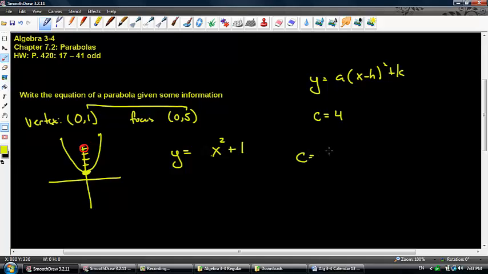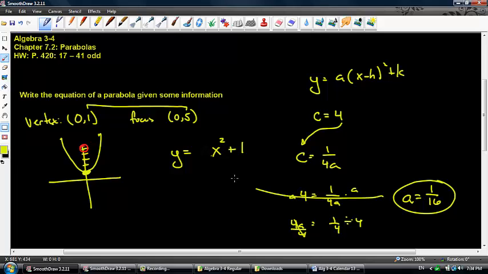Now, c was used to find the focal distance. That was c equals 1 over 4a. Well, in this case, if we already know c and we're trying to solve for a, I'm going to take this 4 and plug it into c. So I end up getting 4 equals 1 over 4a. I'm going to multiply both sides by a, so I get 4a equals 1/4. And now I'm going to divide by 4, and what I get is a equals 1 over 16. And that is going to move straight into here. So I get y equals 1 over 16 x squared plus 1, and I have my box.